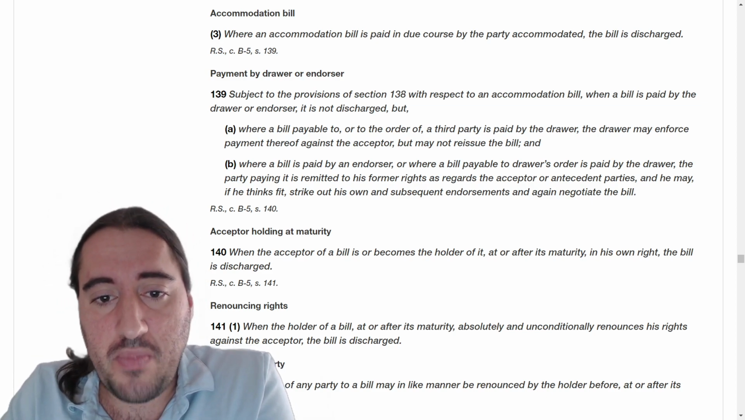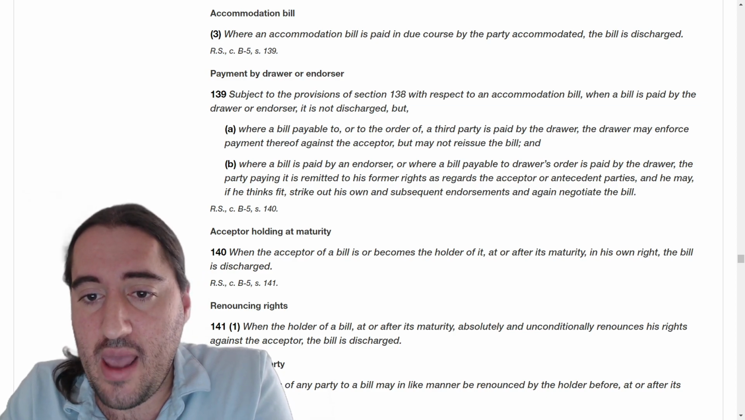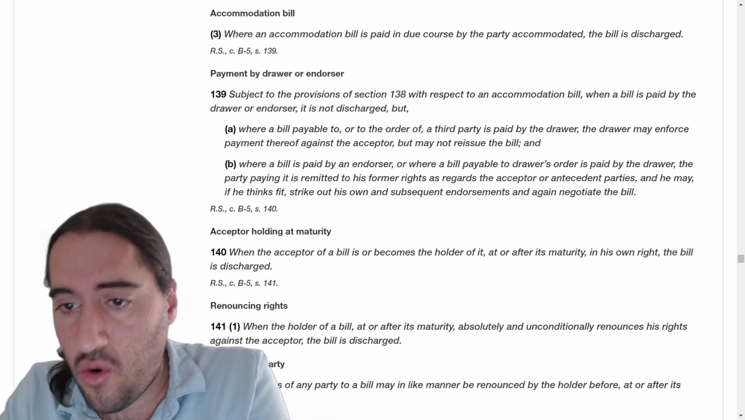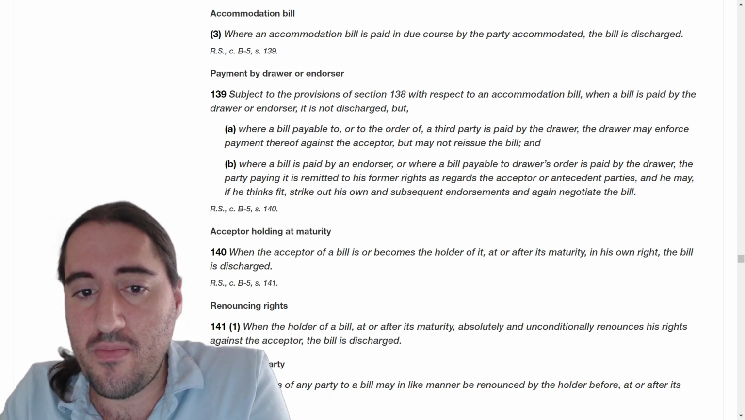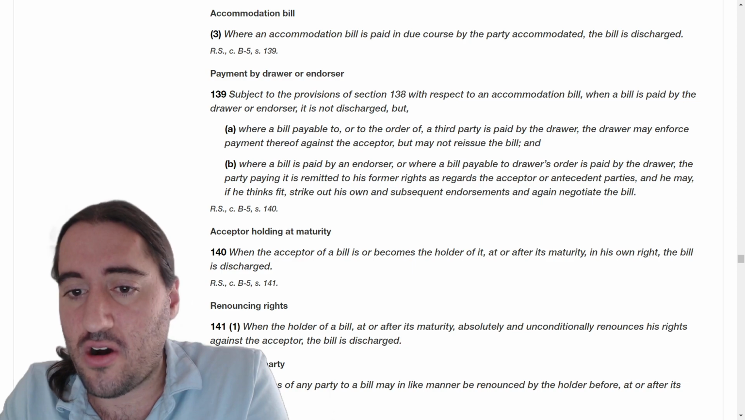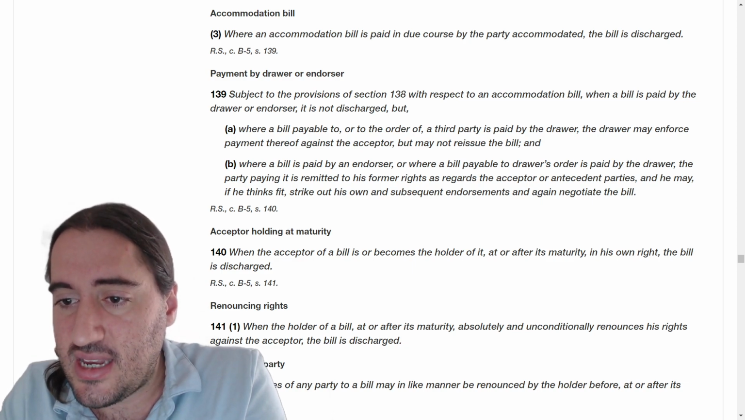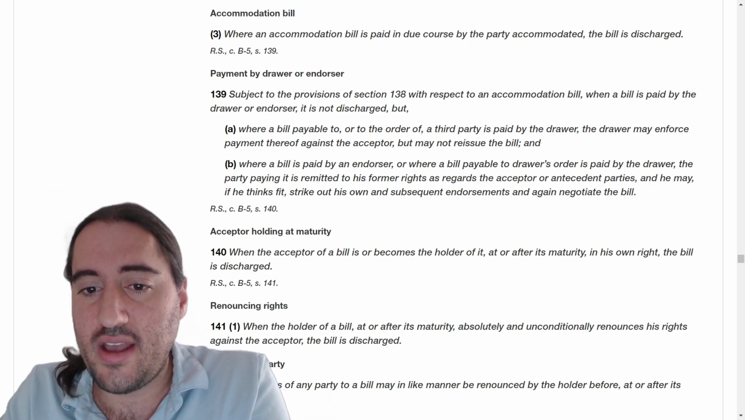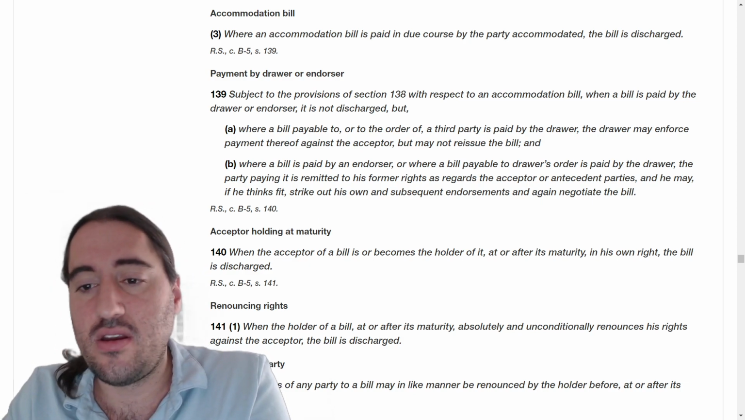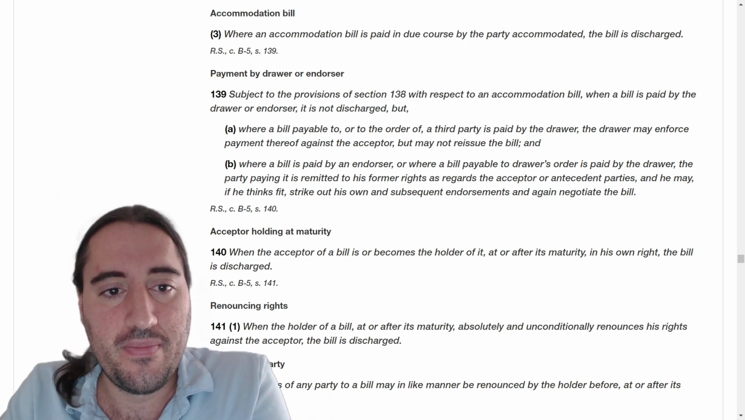Where a bill is paid by an endorser, or where a bill payable to drawer's order is paid by the drawer, the party paying it is remitted to his former rights as regards the acceptor or antecedent parties, and he may, if he thinks fit, strike out his own and subsequent endorsements and again negotiate the bill.